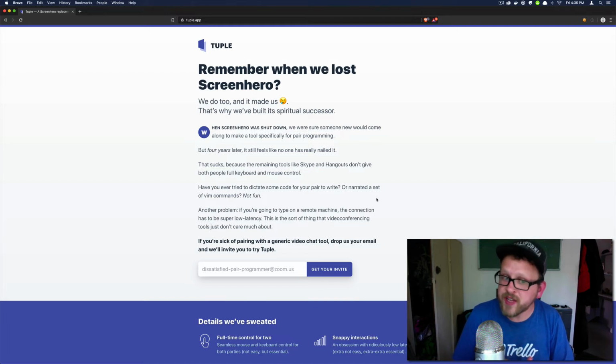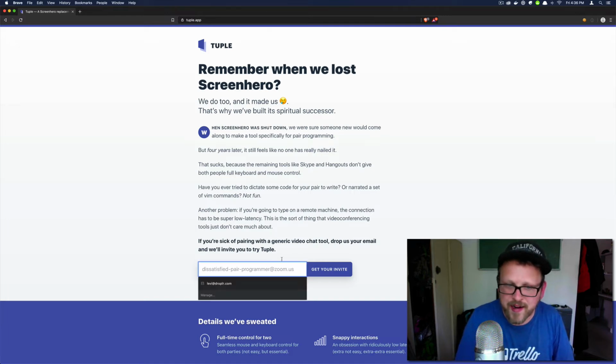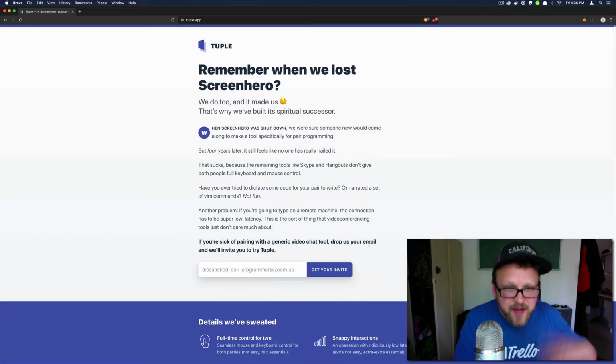Because Tupal has done such a good job of introducing the conflict in a unique and friendly way that draws me in, I'm ready to turn the page. I don't need to know a lot about the solution. I'm ready to enter in my email right here and get my invite. And so that's kind of the first thing.